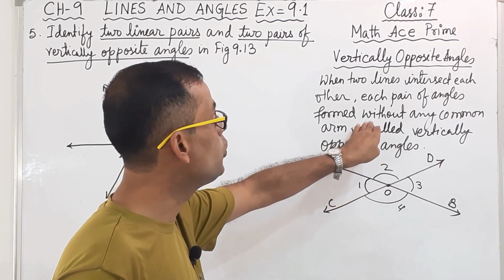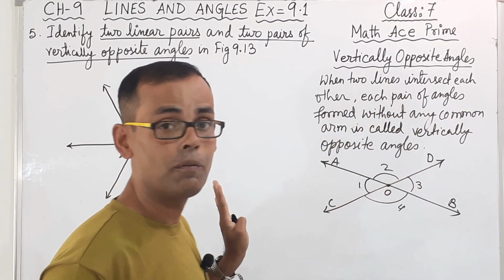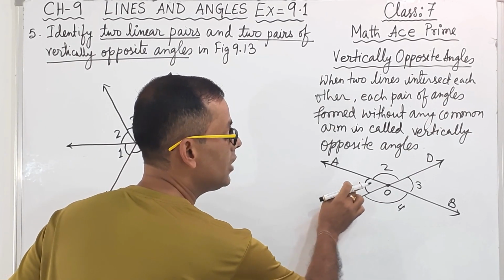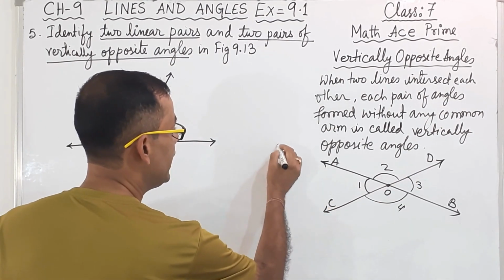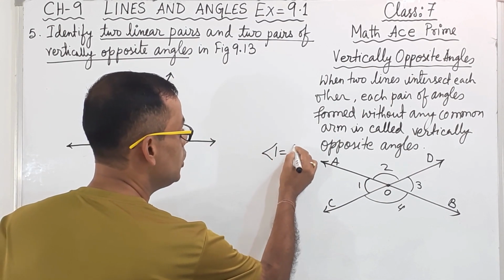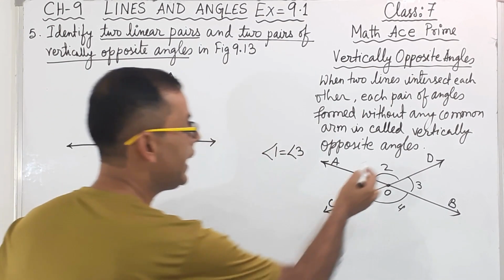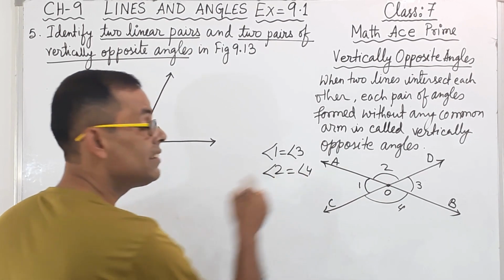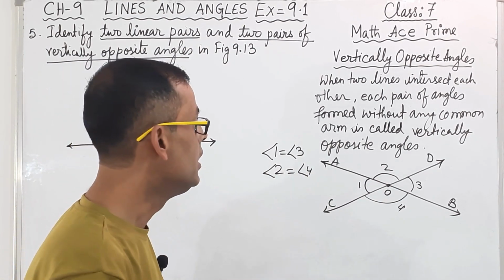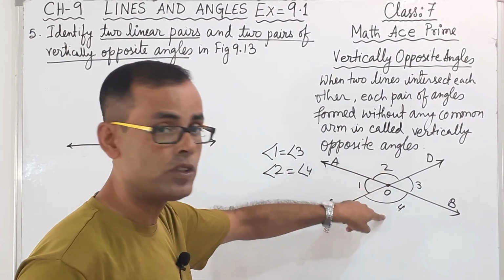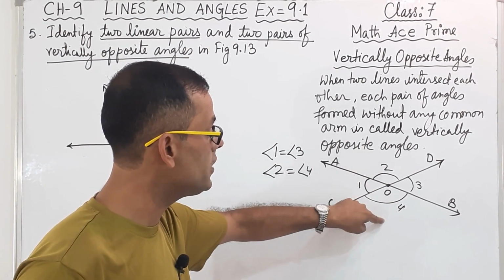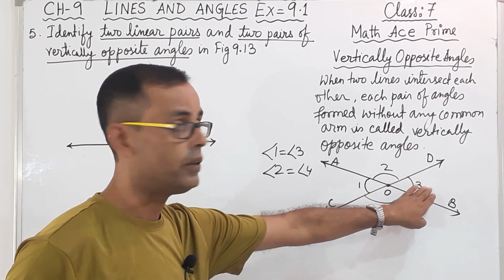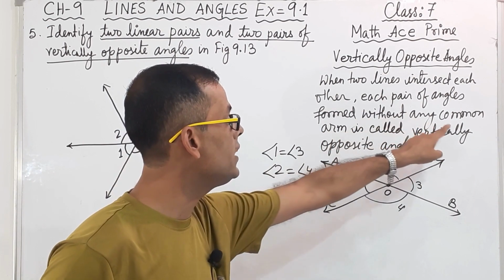But here they are telling without any common arm. You cannot take a common arm. So if you take this one, then another will be 3. So angle 1 will be equal to angle 3, and angle 2 will be equal to angle 4. So these are vertically opposite angles. So two vertically opposite, see opposite. So vertically opposite is which one? Angle 1 vertically opposite is what? Angle 3. See nicely, without any common arm.